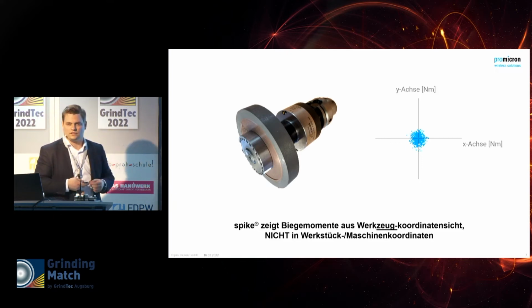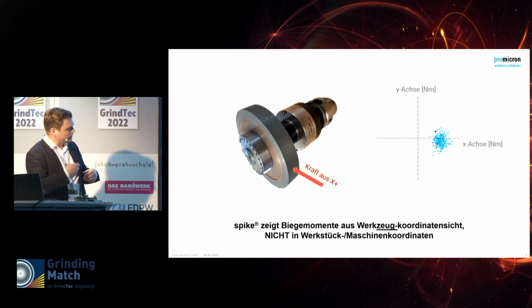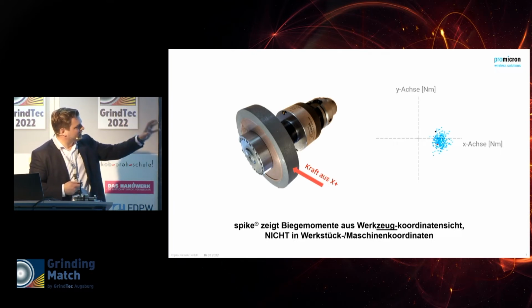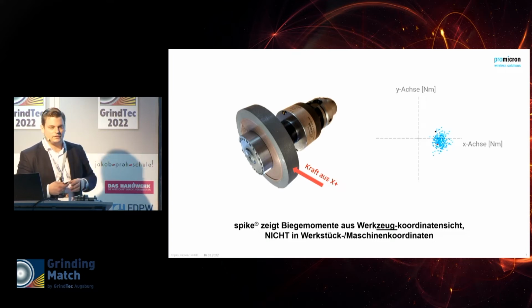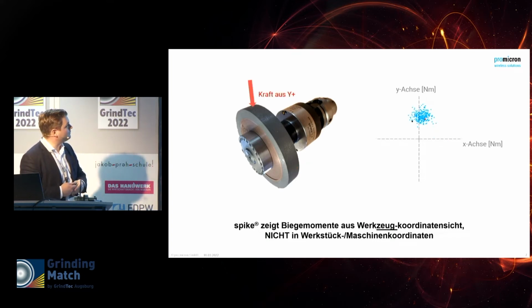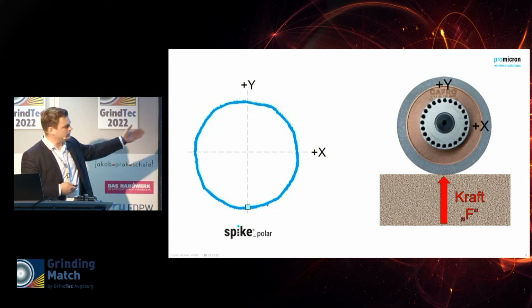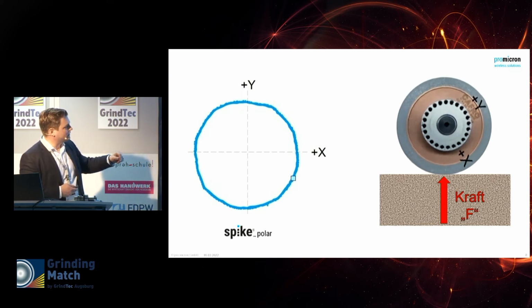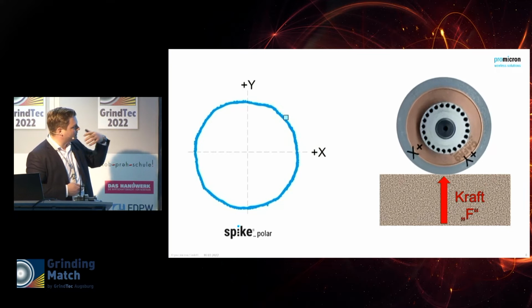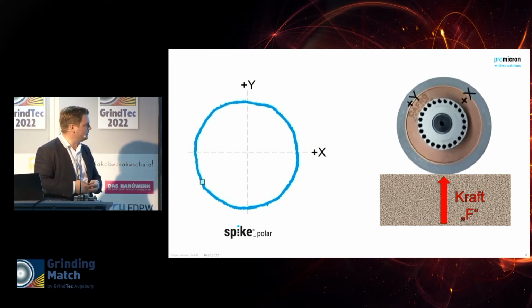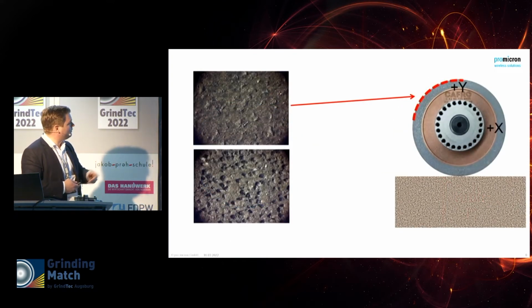At the moment you have no rotation. For example, if you press onto the tool in the X direction, your force signal in the X axis is shown. In the Y direction, if you press this, then it's the other way. So if you turn it through machining, you get this picture. So that's an animation. You see the X component, then comes the Y component, and our spike polar. So these are the forces acting on the grinding wheel, the bending moments as well.